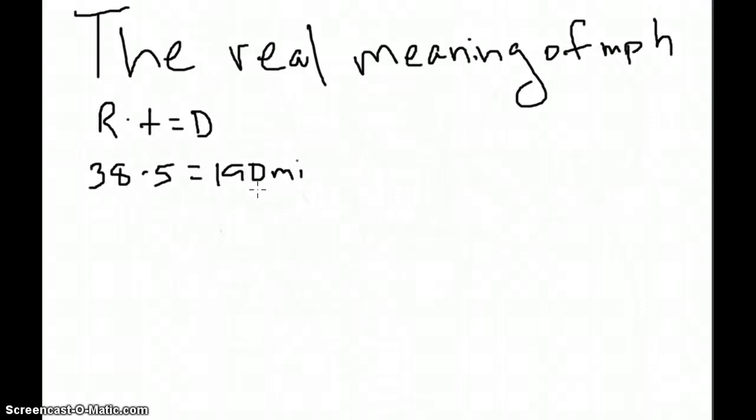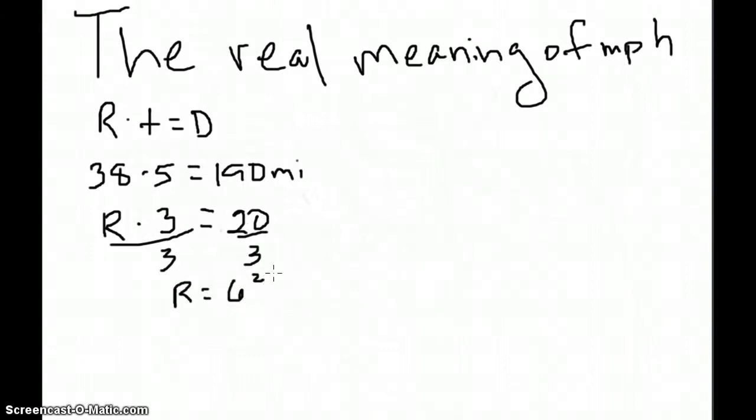The second one said a woman rode her bike for 3 hours and she went 20 kilometers. So in this one, we don't know the rate. We want to find out what her rate was. So we multiply by 3 hours and we get 20 kilometers. So to find the rate, we're going to divide both sides by 3. And my rate is equal to 6 2/3 kilometers per hour. Notice it talked about kilometers, so we have to do kilometers per hour. Our time is always in hours.